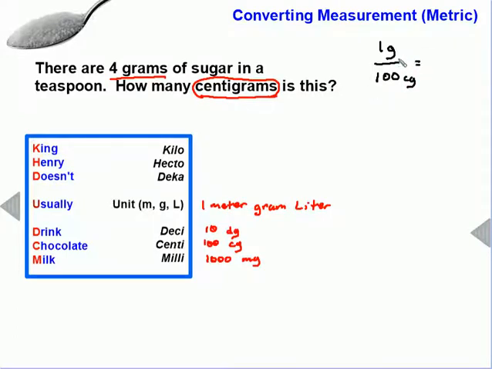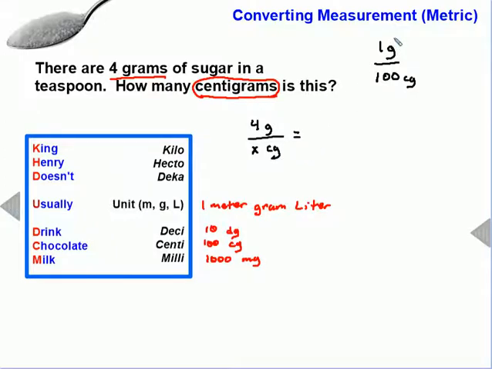So this will be very important to us when we set up our proportion. Now we know that we have 4 grams. What we need to know is the number of centigrams. I'm going to use an X here for my variable, and I'm going to set up my proportion. I'll make sure that my units at the top are the same and my units at the bottom are the same.